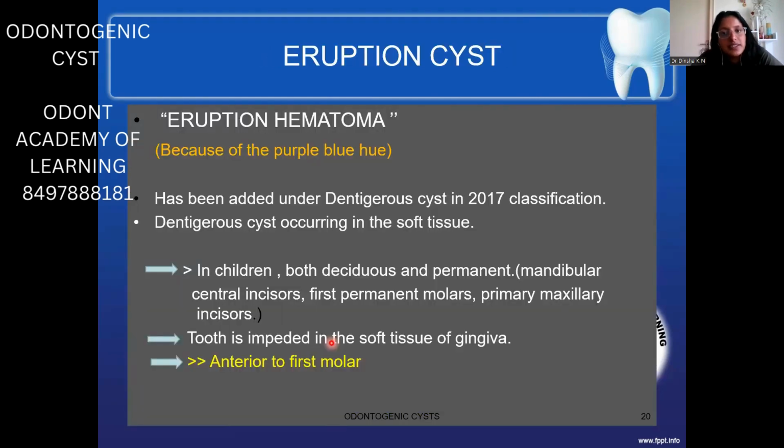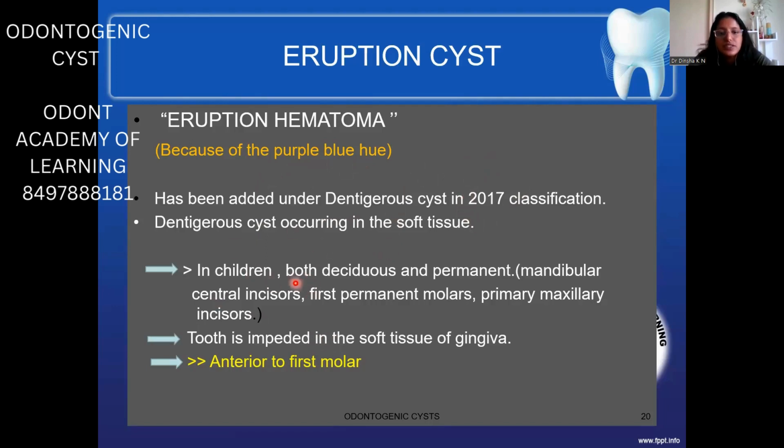Next on the list is the eruption cyst, which is also known as the eruption hematoma because clinically it has a purple or bluish hue. This has been added under the dentigerous cyst in the 2017 classification. In 2005, it was a separate cyst, and in 2017 it has been added under the dentigerous cyst, considering that this is a dentigerous cyst occurring in soft tissue. So it has been added under the category.